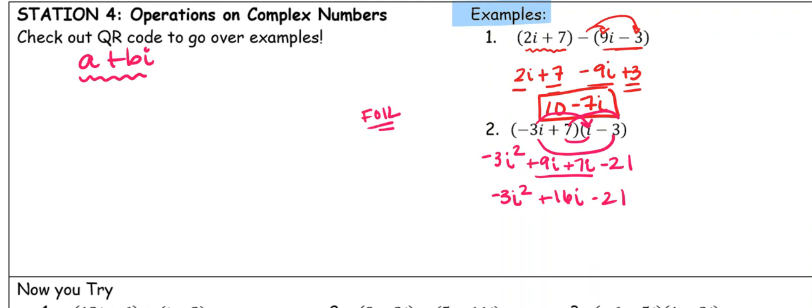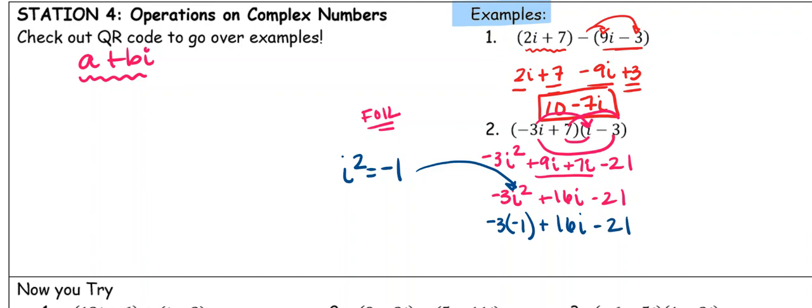So right now I have 3. So I'm going to use this other fact that we learned, which is that i squared is equal to negative 1. So I'm going to go right here. I'm going to replace that i squared with a negative 1, and I'm leaving everything else the same for right now. What that does is make this negative 3 become a positive 3. And now I have 3 minus 21, which is minus 18 plus 16i.